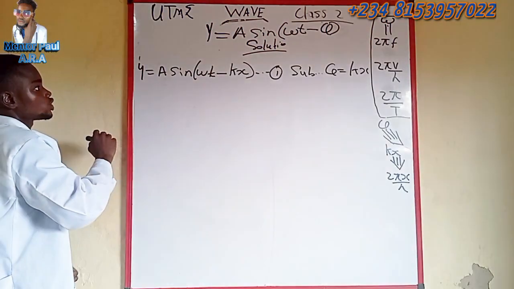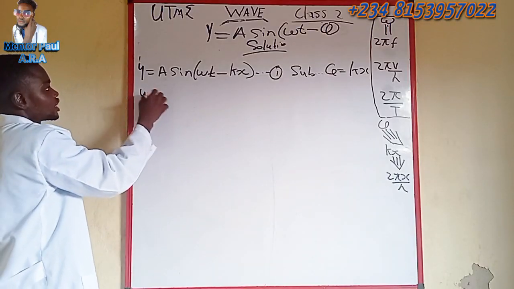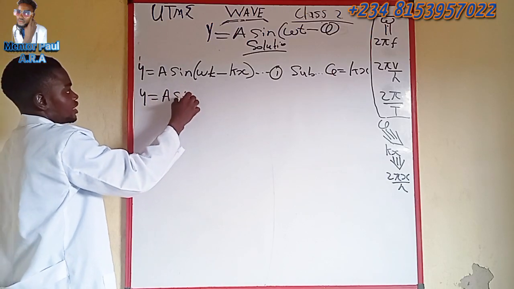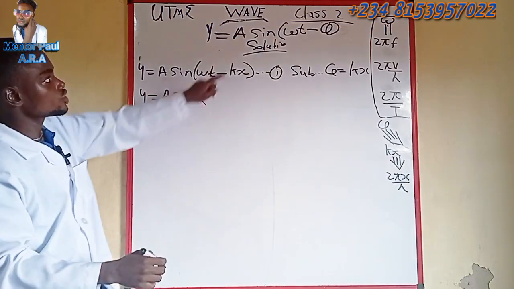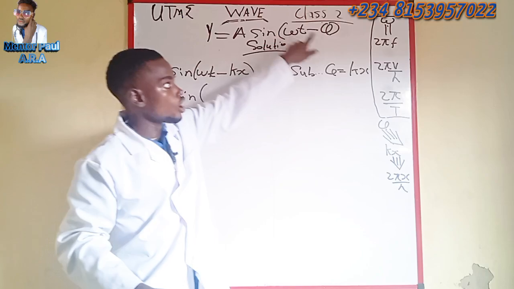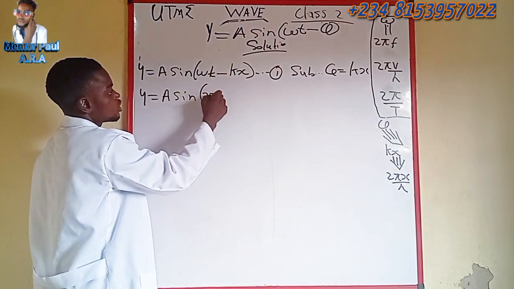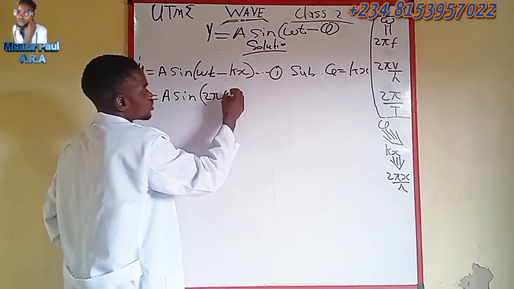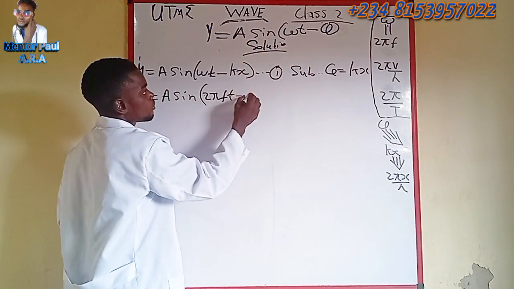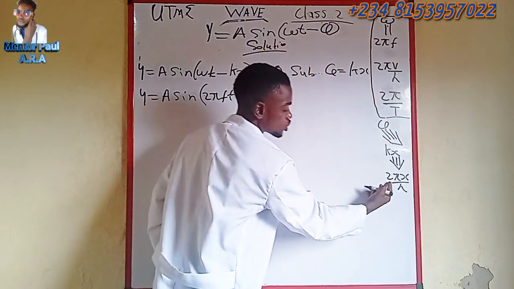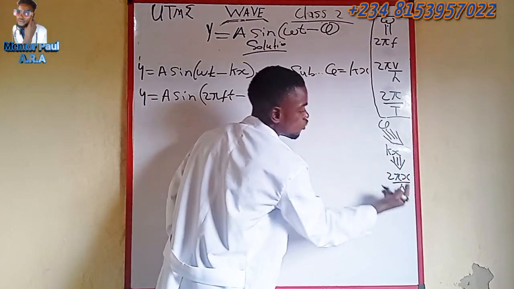Now the second equation of motion is going to be y equals A sine. Now this ω we are seeing here is also equal to 2πf. So replacing ω with 2πf, we know that t is already attached to it, and then we minus the phase angle, which is also equal to 2π over lambda.